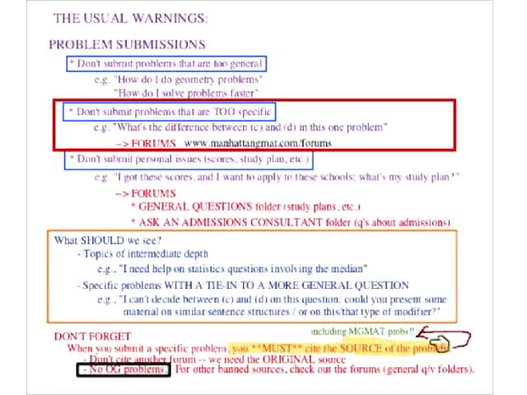So don't forget, you need to submit the source of the problem, even if it is from us. If you don't give a source, then we can't use the problem.